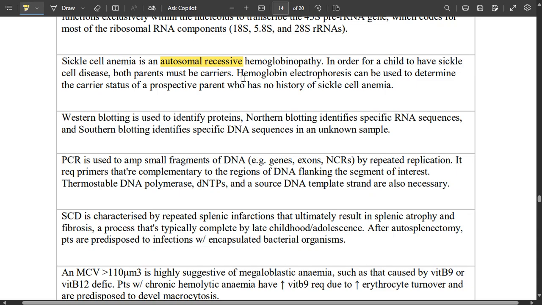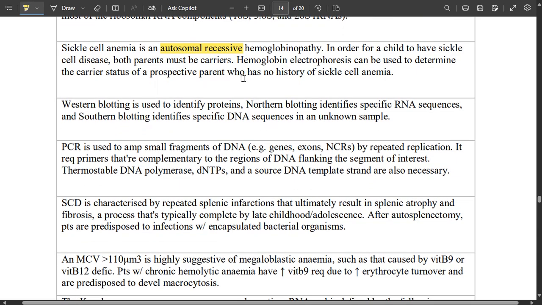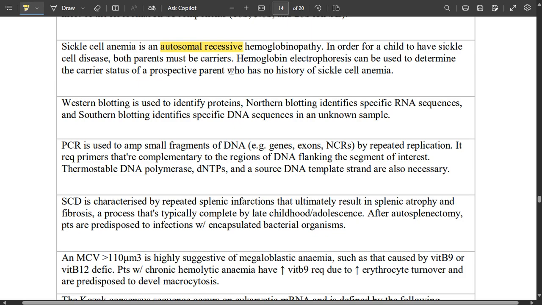Hemoglobin electrophoresis can be used to determine the carrier status of a prospective parent who has no history of sickle cell anemia.